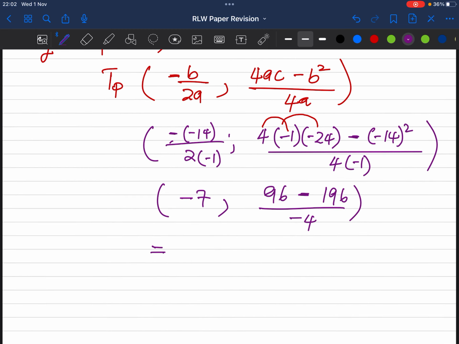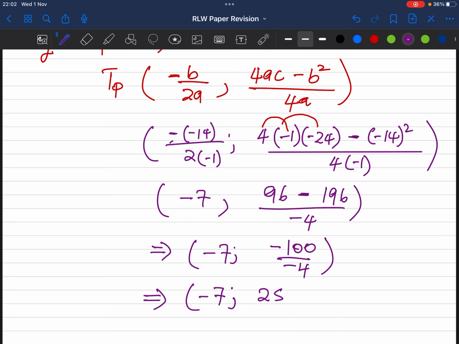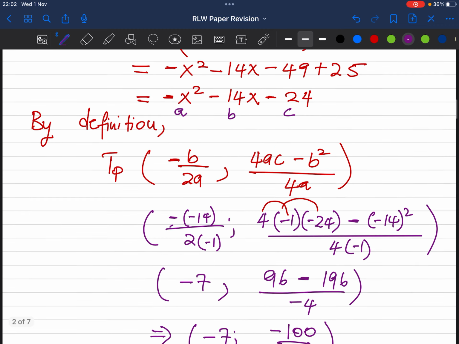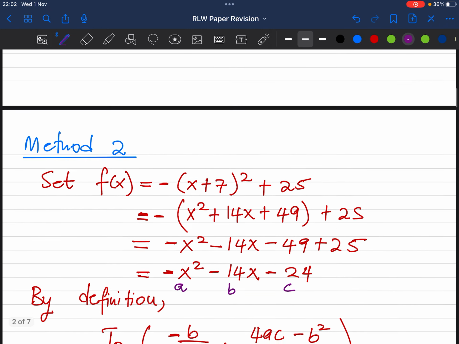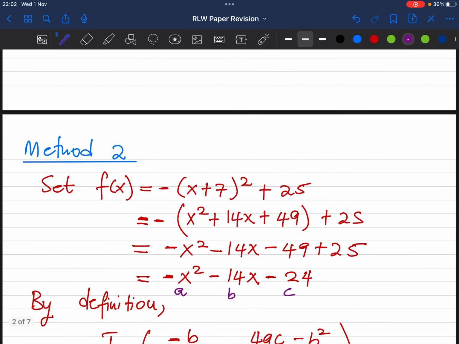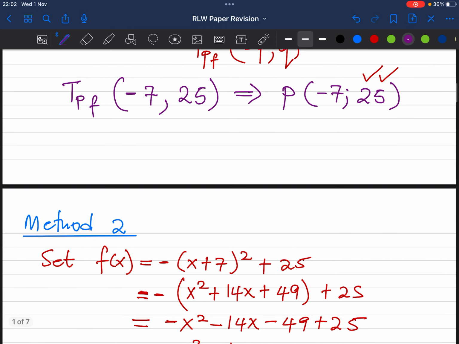So now as we proceed, I see that we have negative 7 here. We agree. So 96 minus 196 is just minus 100 divided by minus 4. Negative 100 divided by 4, that's just 25 there. So you get the same solution, but this is longer. It is also a possible method that you can use to solve that problem.